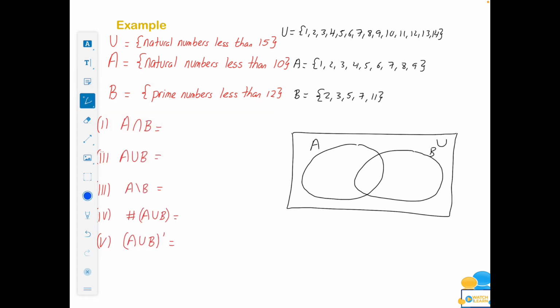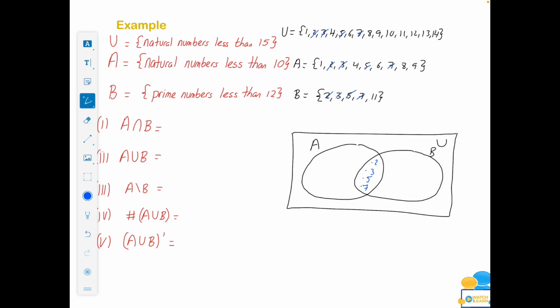First thing we're going to do is focus on A and B, and see what elements they have in common. So they both have 2s, we're going to fill that into the intersection. They both have 3s, and they both have 5s and 7s. We're going to tick those numbers off of our universal set, just because I've already filled them in.